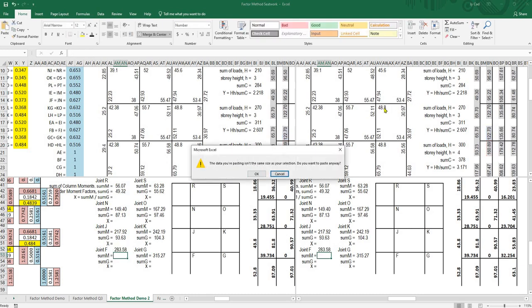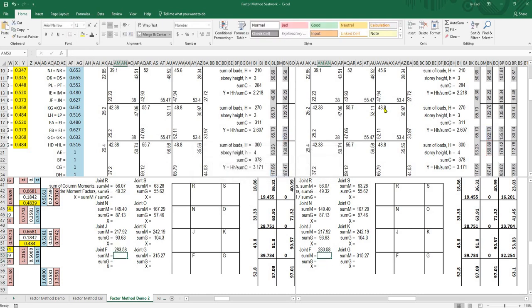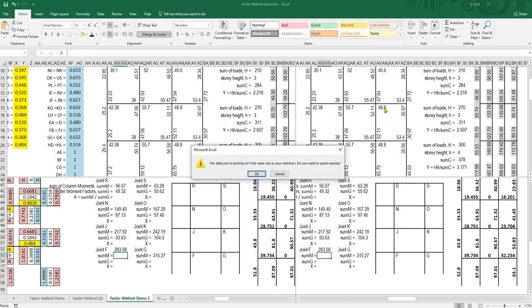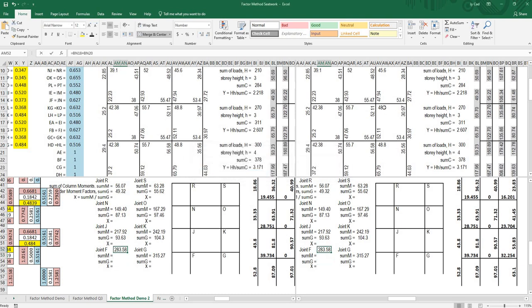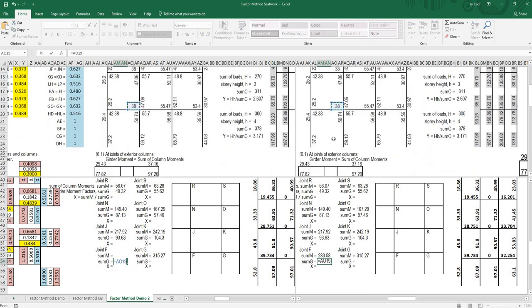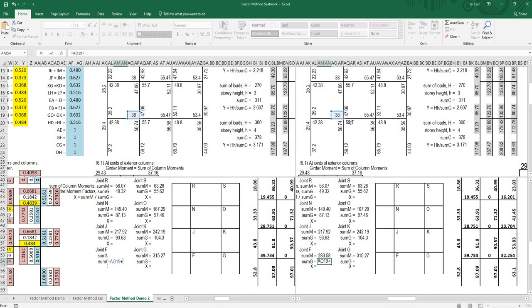Oops, na-misplace. Copy ko na lang yung text. Yan. Next, going back, summation G at joint F is 38 plus 55.7. And then summation G at joint G, okay? This is 55.47 plus 48.8.